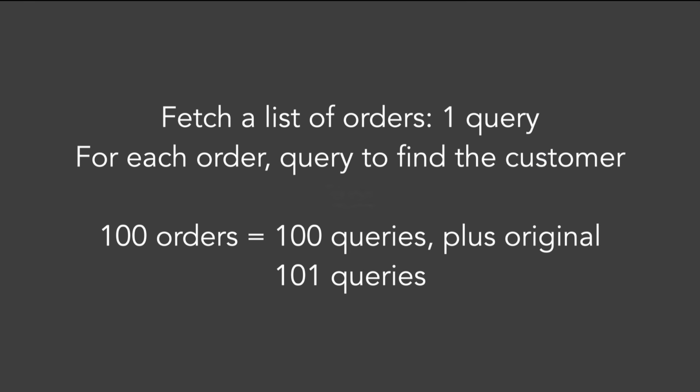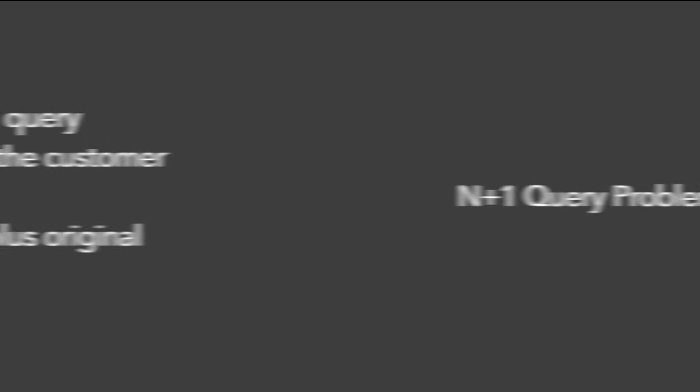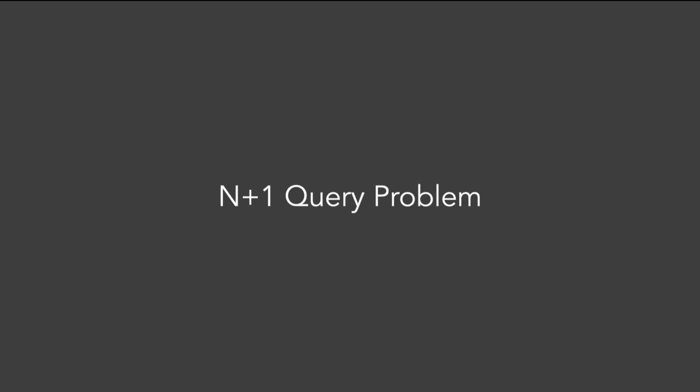Let's start with the name because it's actually a pretty clear description of what's happening. Say you run a query to fetch a list of orders. That's one query. Then, for each order in the result, you run another query to get the details of the customer who placed it. If you have 100 orders, that's 100 extra queries, plus the original one. So 101 total. The pattern is one query to get that list, then one more query per row to get something related. This pattern is called the n+1 or the n+1 query problem. It's called that because n rows equals n extra queries, plus the original, hence n+1.